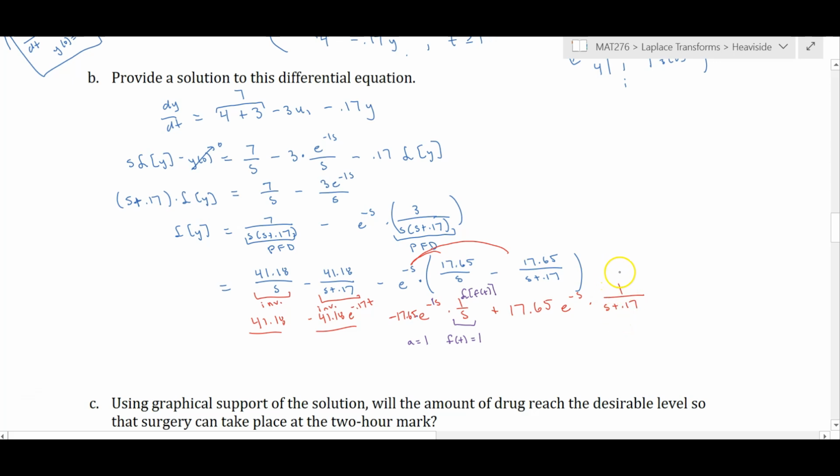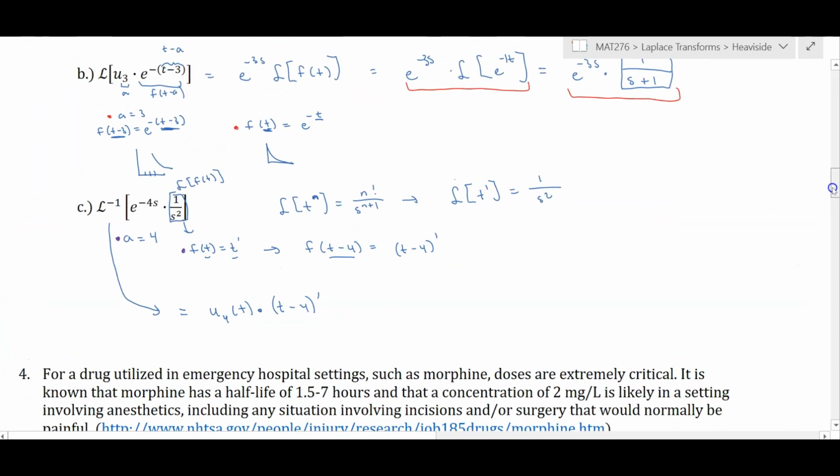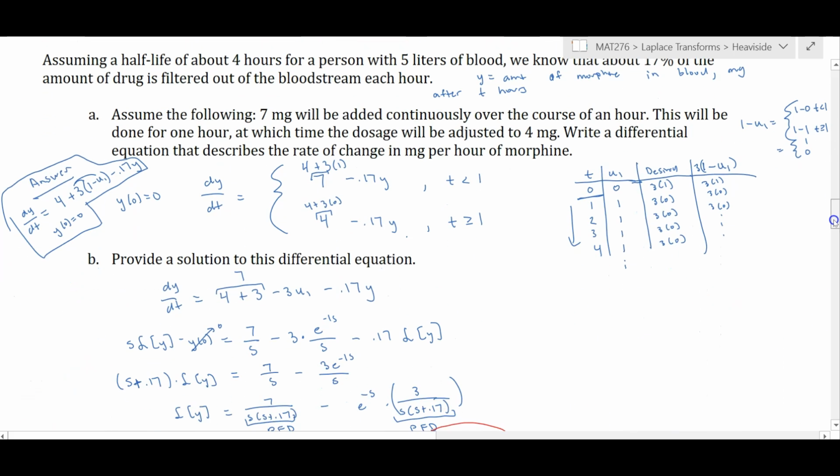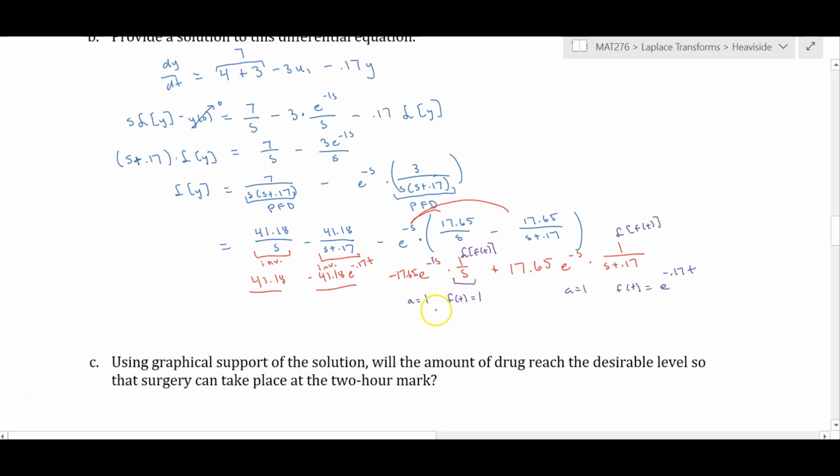Now here, we have to ask ourselves the same thing. What is this function, the Laplace? Well, again, a is 1, and f of t is equal to e to the negative 0.17t. Okay, so that gives me what f of t is and what a is. Now, in order to invert that, that's going to end up being u sub 1 of t times f of t minus 1. So basically, working backwards, I have to shift each of these functions a units to the right. So I have to ask myself, well, what is f of t minus a?